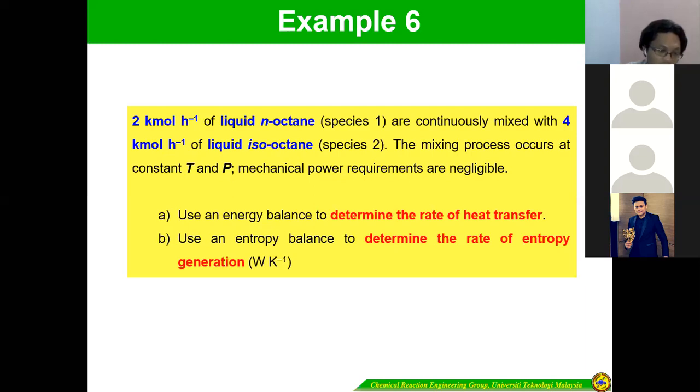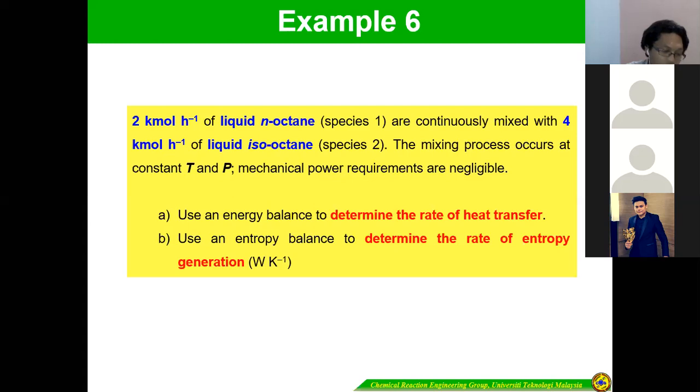For the cubic equation of state, you have to remember we already discussed the van der Waals, Soave-Redlich-Kwong, that's one. What else? Redlich-Kwong, Peng-Robinson. And generalized variables, Lee-Kesler. Once you calculate, you have to compare with the actual data.